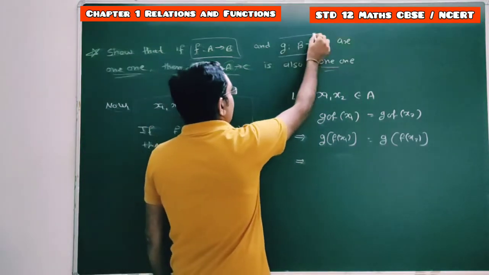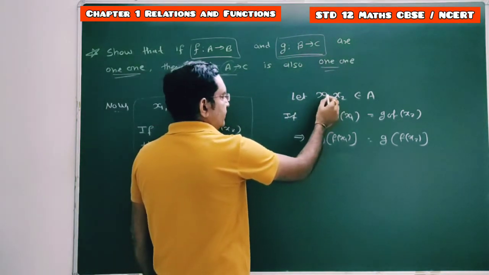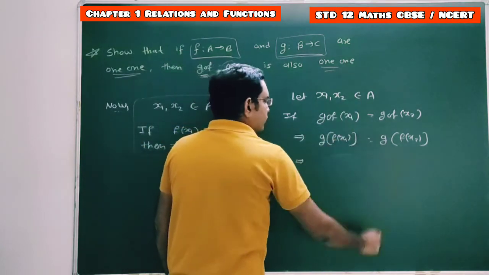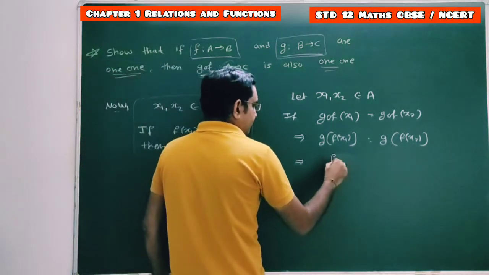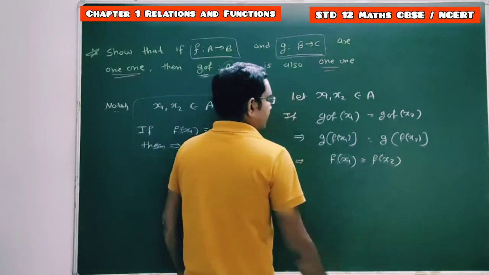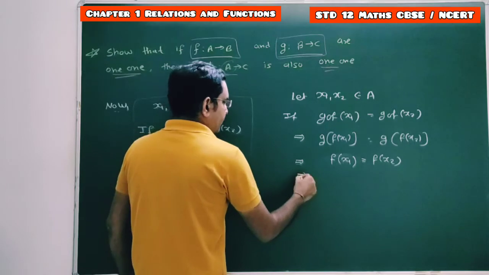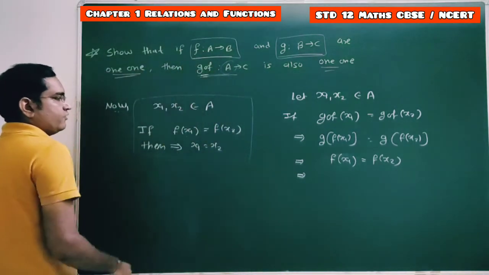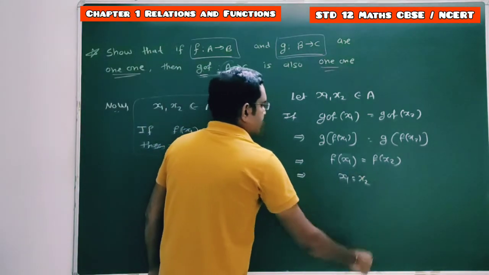Function g from B to C is also a 1-1 function. That means, for the elements, we can say g of x1 equals g of x2 implies x1 equals x2, and therefore we can write f of x1 equals f of x2, as g is also a 1-1 function. Now f of x1 equals f of x2, and it is given that function f from A to B is also 1-1, and therefore we can write x1 equals x2.